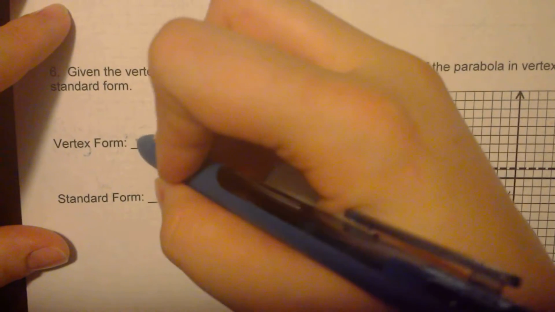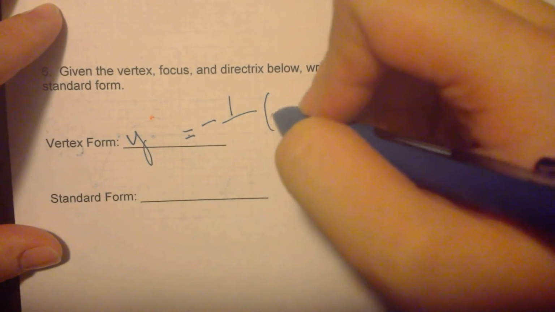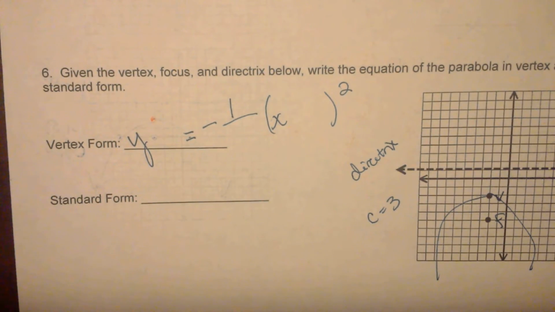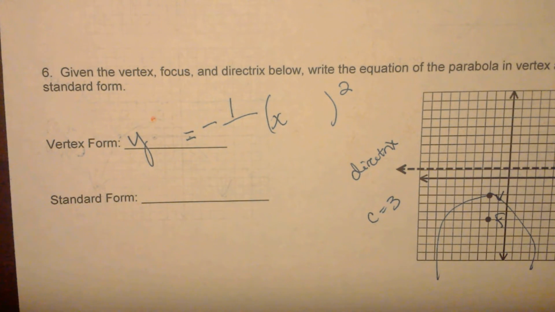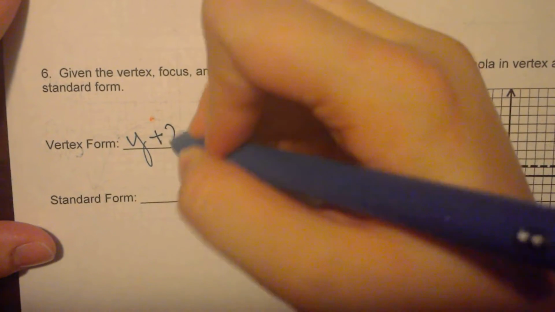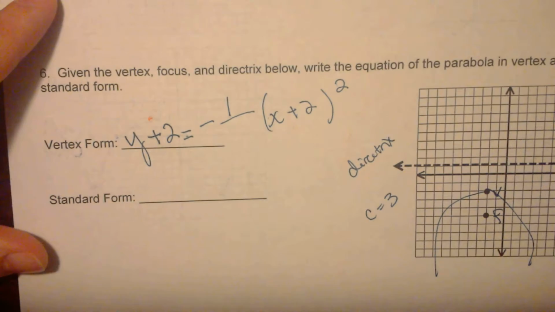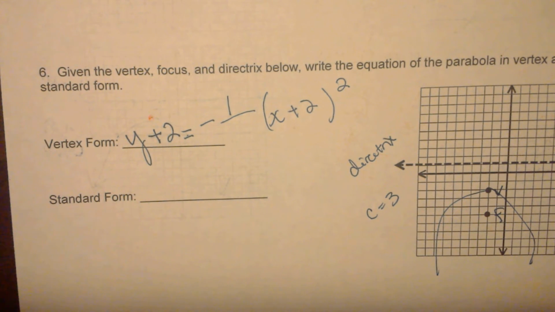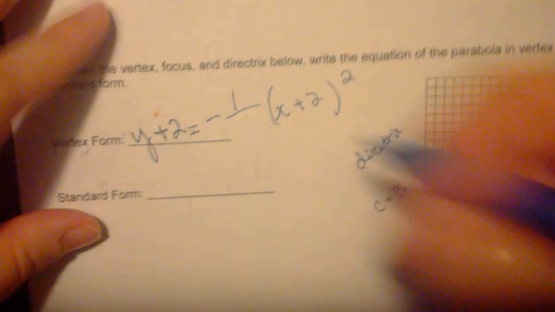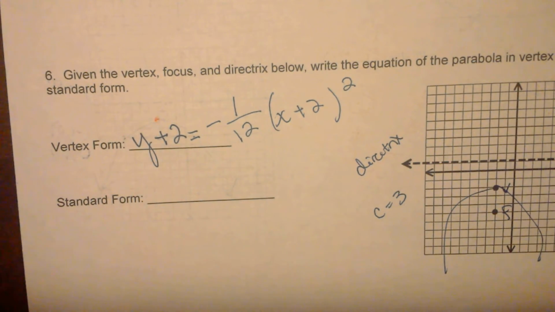So my vertex form, y, negative 1 over stuff, and then x in a square. So my vertex is -2, -2. So I'm flipping my sign, x plus 2. If c is 3, the fraction is 1/4c. So 4 times 3 is 12, so it's -1/12. And I'm not going to worry about my standard form.